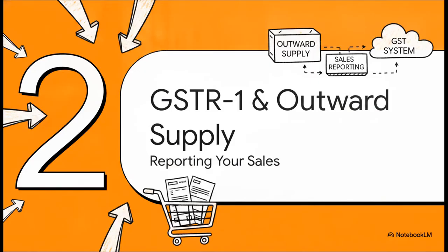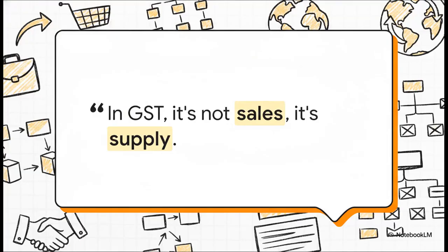Moving on to part 2, GSTR1 and outward supply. Now there's a golden rule that dictates this entire framework, and it's simply this. In GST, it's not sales, it's supply. According to Section 7 of the CGST Act, supply is a way broader, much more encompassing term than just your traditional sales. When you're filing your GSTR1, you're reporting outward supplies. Yes, that includes sales, but it also scoops up exchanges, transfers, and pretty much any movement of goods. It's a vital distinction to keep in the back of your mind.